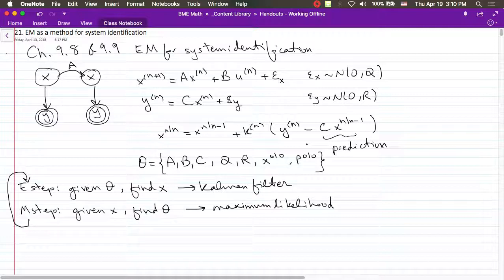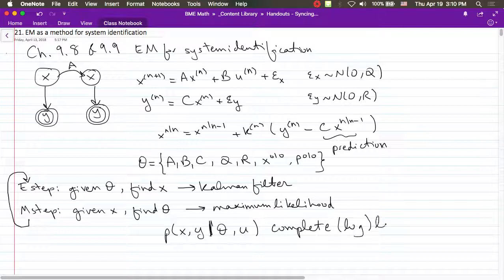So the likelihood that you're trying to maximize is the probability of all your x's, all your y's, given theta and u. So that's the likelihood that you want to maximize, and if you take a log of it, this is called the complete log likelihood.